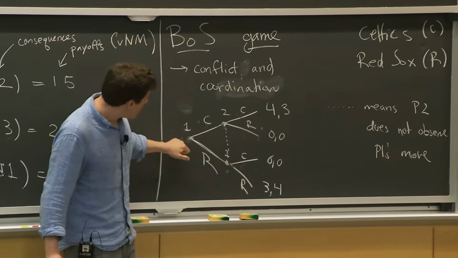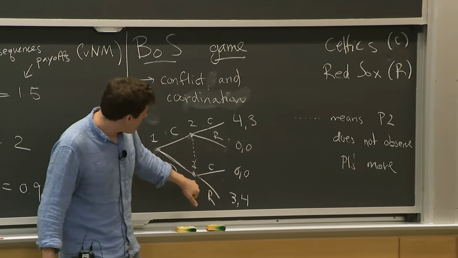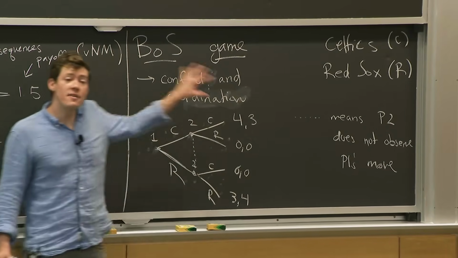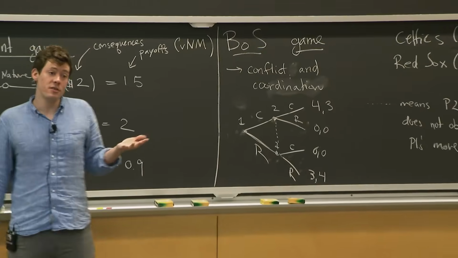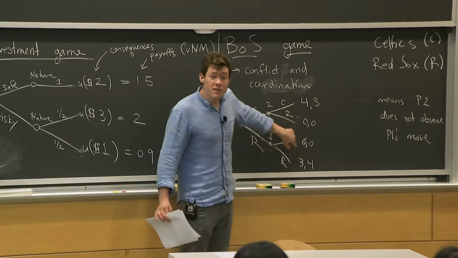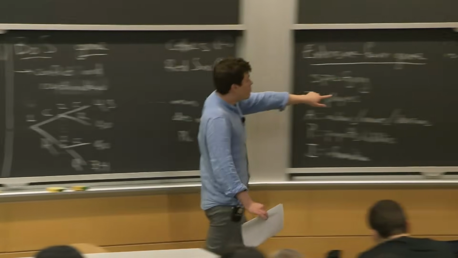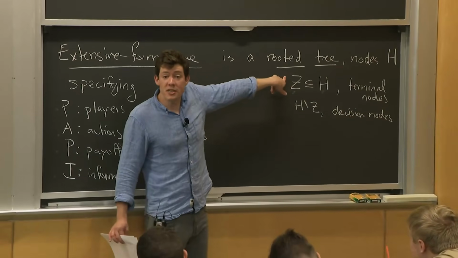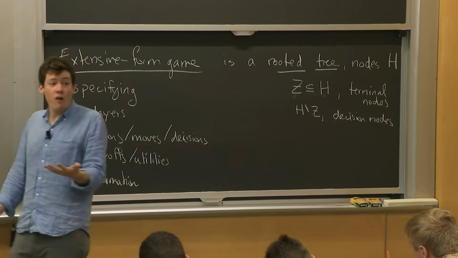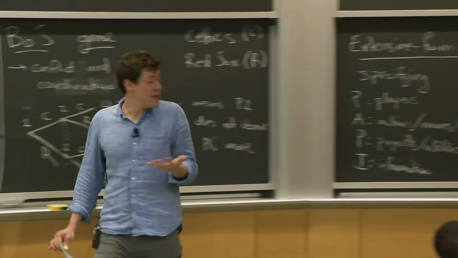In this game here, the set H contains, well, 1, 2, 3, 4, 5, 6, 7. So in this game, H would have 7 nodes. 4 of them are terminal nodes. So these 4 nodes at the end would be in the set Z, which is a subset of all the 7. So we have 7 histories, 7 nodes altogether. 4 of them are terminal nodes in the set Z.